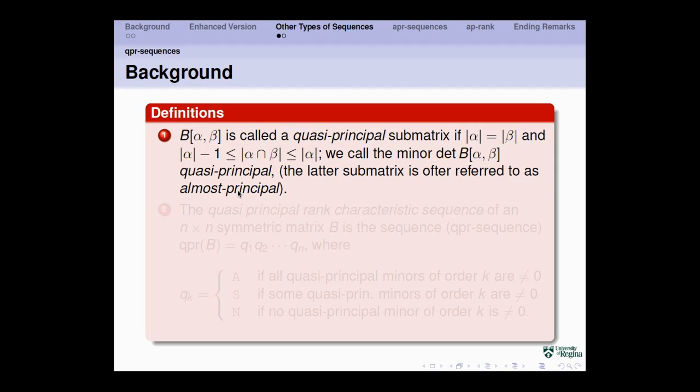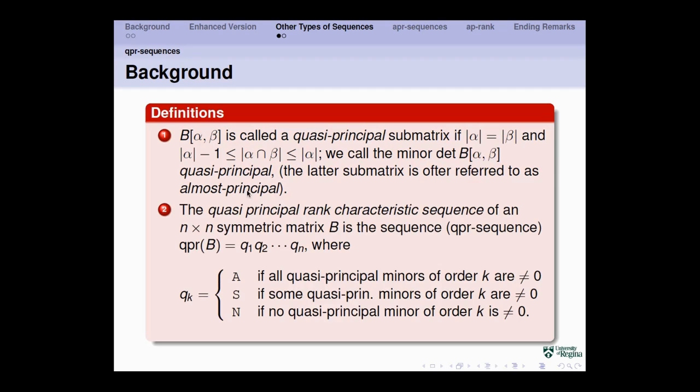So what we're going to study is we're going to study these matrices, both principal and so-called almost principal. And what we did is we mimicked the previous thing. We're going to talk about this characteristic sequence. This characteristic sequence is a sequence of length n. It has 3 letters A, S, N, depending on whether all, some, or none of the quasi-principal minors are non-zero. So it's the same idea as before, except you're expanding your list of submatrices. You're including this, what I want to claim is an important notion of almost principal.